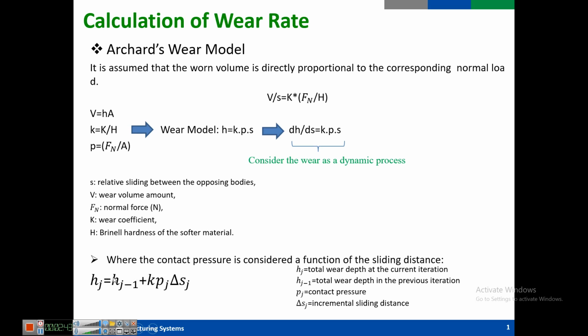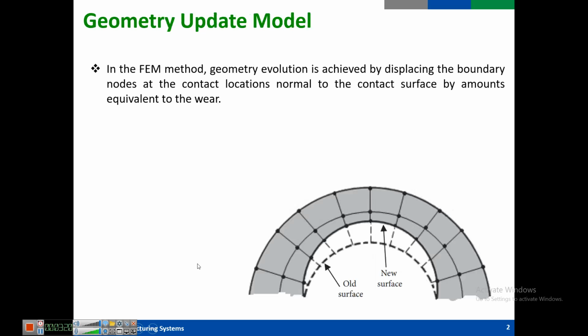And also you can see this equation. In this equation hj and hj minus 1 are related to delta h, which shows wear depth, and you can use this equation in your wear UMESHMOTION subroutine. As I told you, K is the wear coefficient, P is your pressure or contact pressure at that increment, and delta S is your sliding distance.